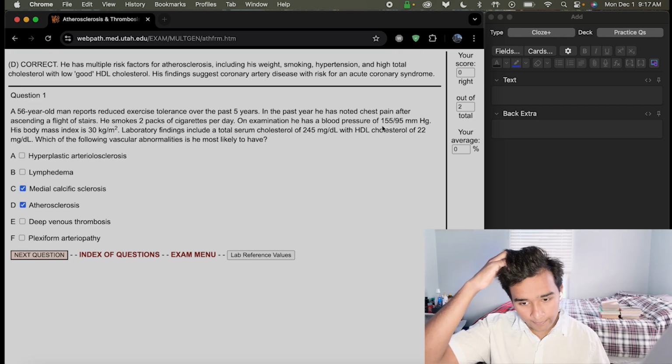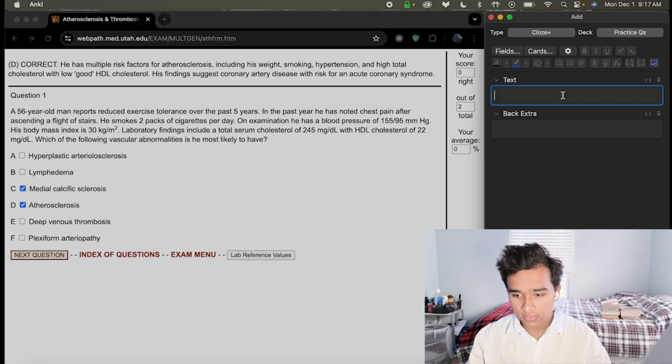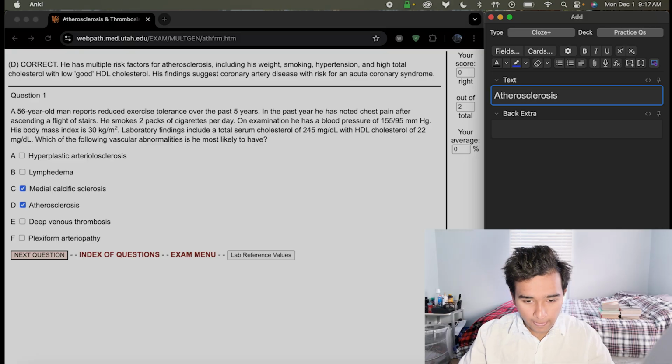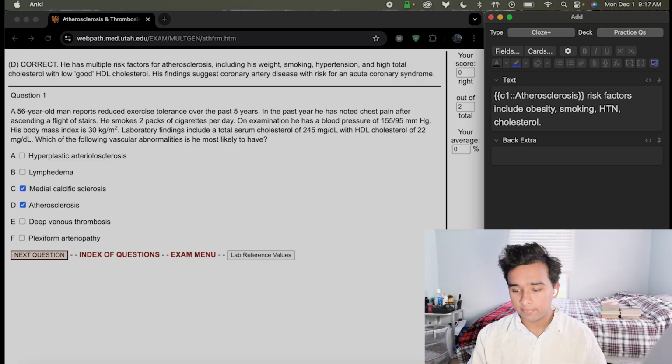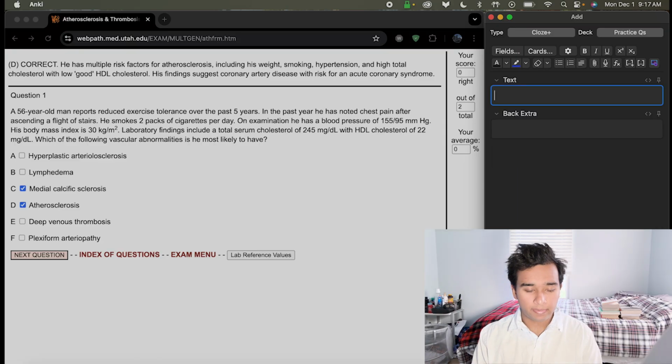I know the answer to atherosclerosis for this one. Yes, that's because I might say atherosclerosis risk factors include obesity, smoking, hypertension, cholesterol. Boom. That might be a card. I might make the cloze this, right? That might be it. That might be what I do.